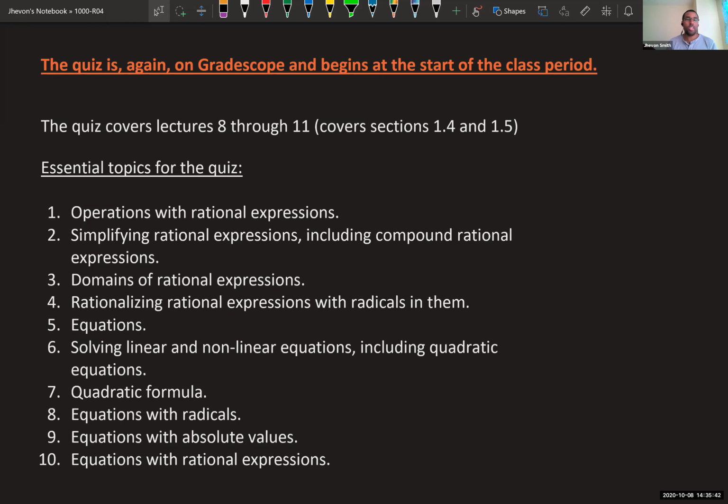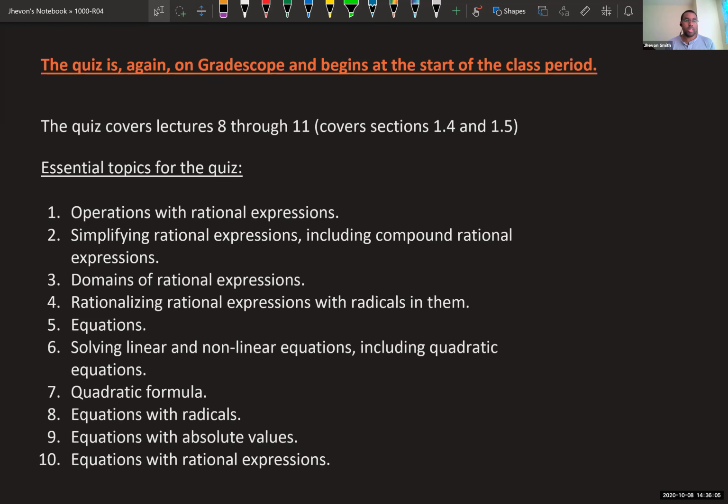Domains of rational expressions, that's something that we've covered before, so nothing really to talk about there. Rationalizing rational expressions. If I have a rational expression and there are radicals in the denominator or radicals in the numerator and I want to remove them, would you know how to remove them? That's also going to be important.